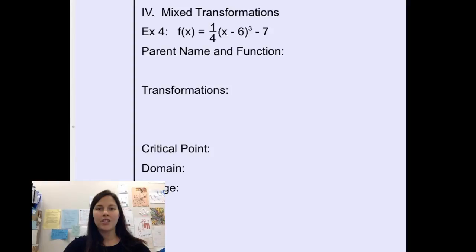In this video, we're going to look at mixed transformations. So we're putting together the translations that you studied a lot in Algebra 2, along with the stretches and compressions and reflections that we're learning about now. Our first function, the parent, is our cubic function. So the transformations are any multiplication or addition or subtraction. Powers are never a transformation. Powers indicate the parent function.